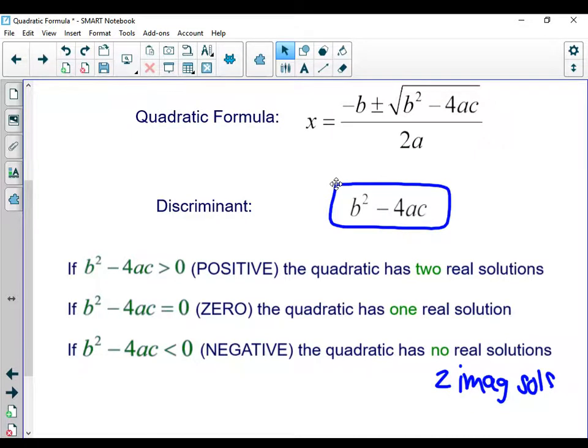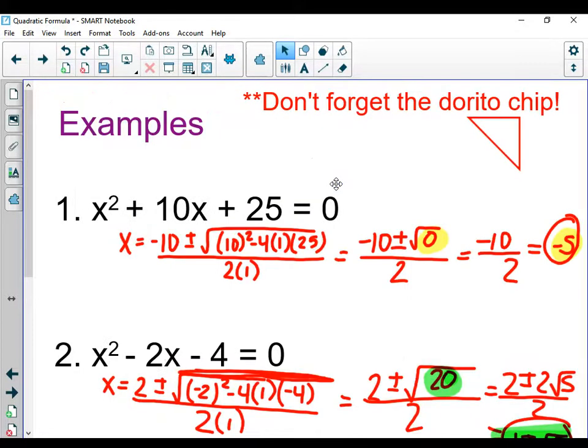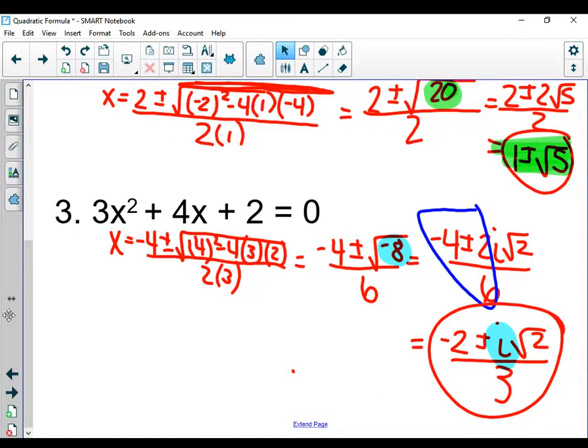Could you actually plug that into your equation and get 0, as weird as that sounds? You would take the plus maybe first, and if you plug that in for each x, your equation should equal 0.